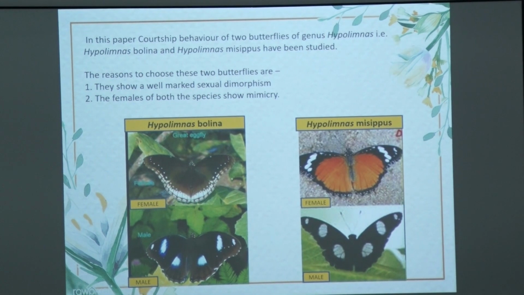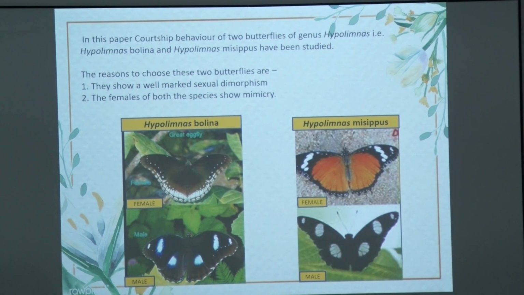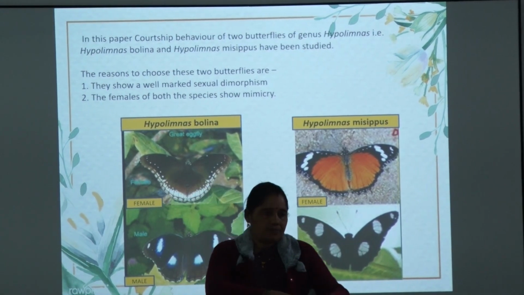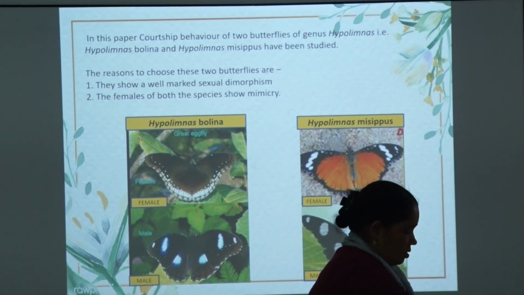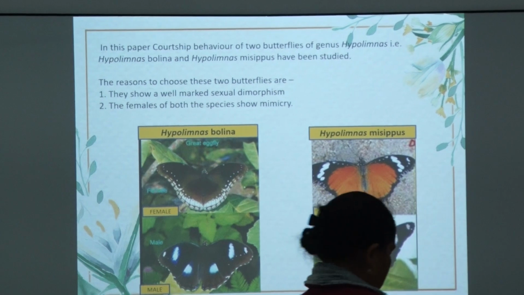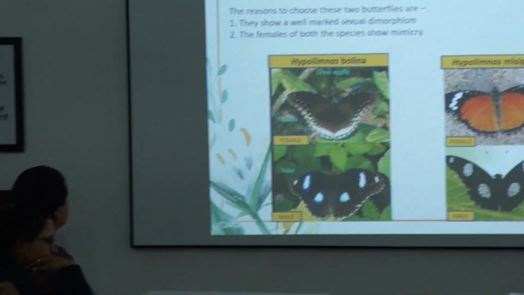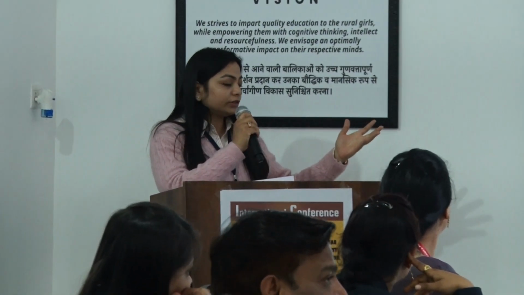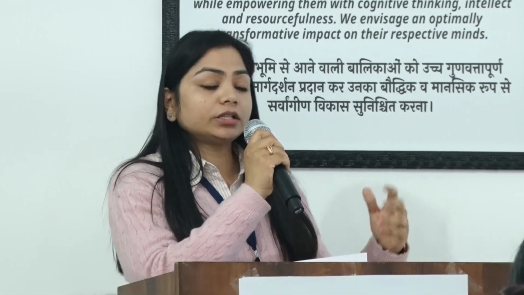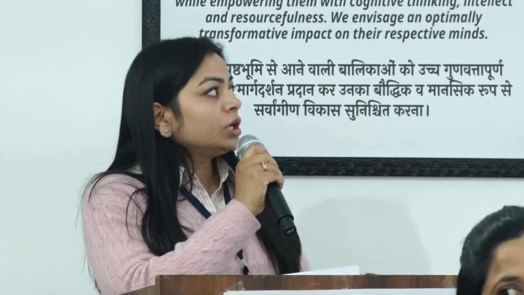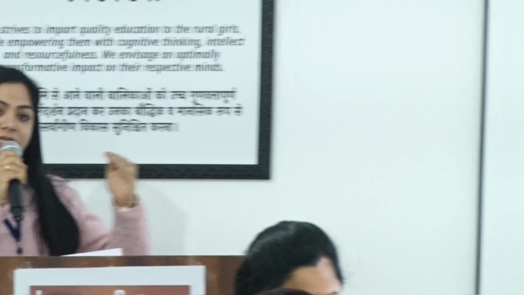The reason why I chose these butterflies is, number one, that they show sexual dimorphism. As you can see here, male and female are different in both Hypolimnas bolina and mysticus. And another reason for selection of these butterflies is that they show mimicry. That is, the female Hypolimnas bolina resembles a common crow butterfly, and Hypolimnas mysticus mimics plain tiger. Next slide, please. So, in courtship behavior of Hypolimnas, there are different stages.